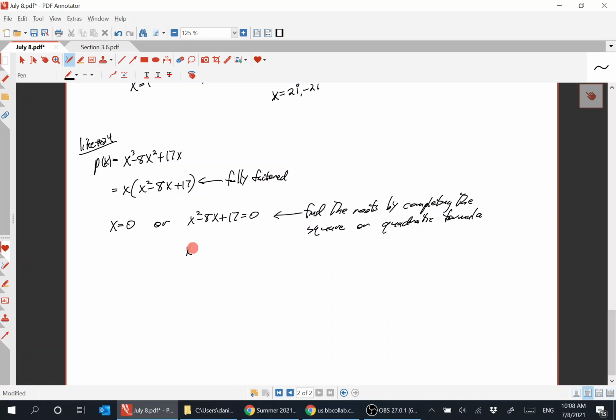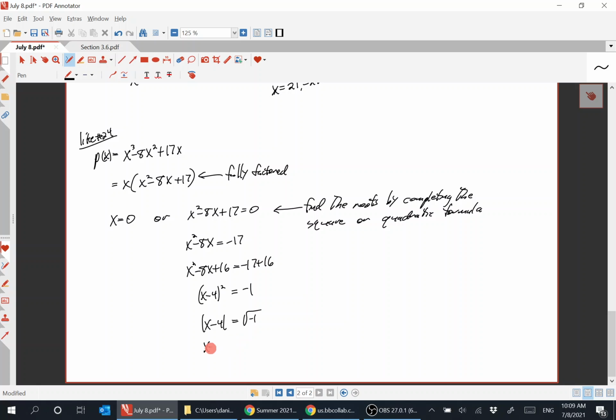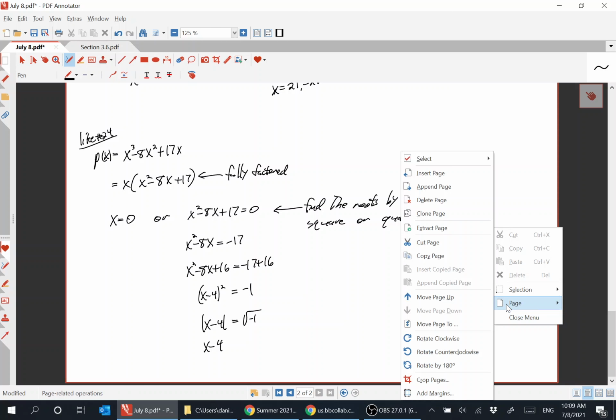So this is x squared minus 8x equals negative 17. So you're going to add 16 each side. All right, this is x minus 4 squared. Oh, I'm sorry. No, 16. That's right. So this is x minus 4 squared, and this is minus 1. Right, so absolute value x minus 4 is the square root of negative 1, which is i. Right, so x minus 4 is plus or minus i.